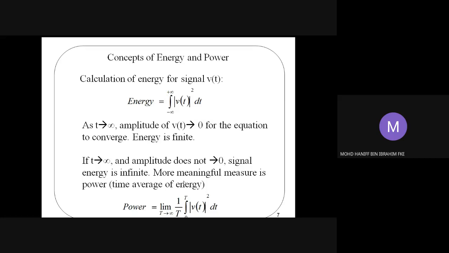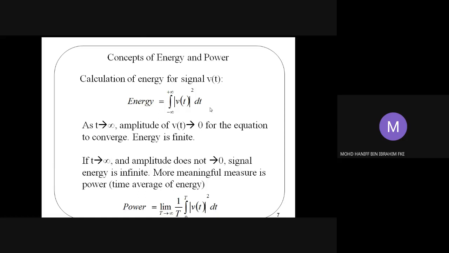But for the second case, we have signals where, as t goes to infinity, the amplitude does not go to 0. This is the second type of signal. The first type is where the amplitude goes to 0 as t approaches infinity. But for the second type, the amplitude does not go to 0. If we integrate v(t) squared dt for the second type of signal, the energy calculated by this equation will be infinite.